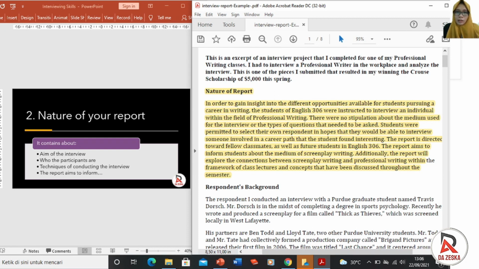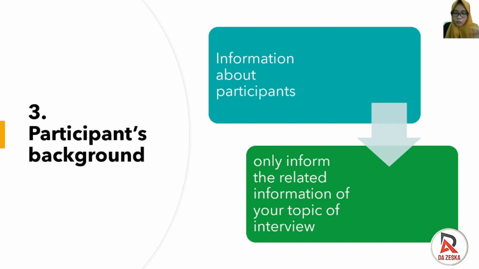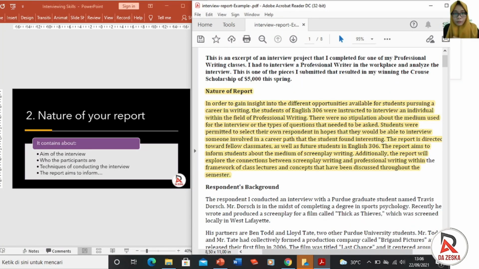Now, this is an example for the nature of report. It takes more than three sentences, I mean, more than three sentences compared to the first example of the introduction, because the introduction is very short, right? A brief introduction. But the nature of report takes longer in your presentation, or in your writing if you are doing a written report. Let me read the example for you.